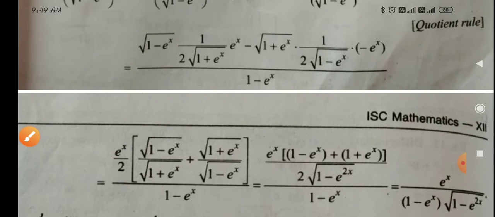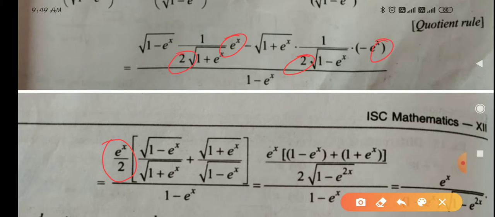Now you can see how to simplify. You can take e to the power x upon 2 common. Now you will have under root 1 minus e to the power x upon under root 1 plus e to the power x, plus, minus minus plus, this minus and this minus make plus. So under root 1 plus e to the power x upon under root 1 minus e to the power x. Now take LCM. When you take LCM, it will be 2 outside, and when you multiply under root 1 plus e to the power x and under root 1 minus e to the power x, it will come under root 1 minus e to the power 2x.